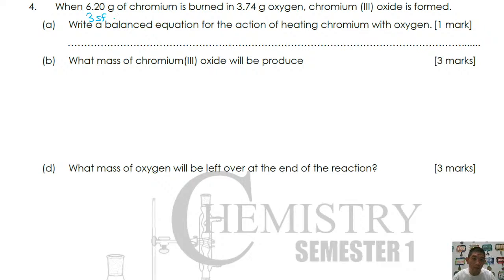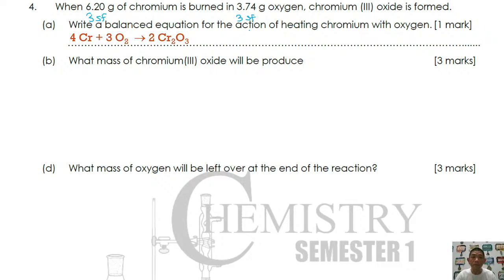Okay. So here also 3 significant figures. So later when you answer the questions, especially for calculation, make sure that all of them have 3 significant figures. Okay, so how to write the balanced equation for the reaction between chromium and oxygen? So your answer will be 4Cr + 3O2 gives 2Cr2O3.